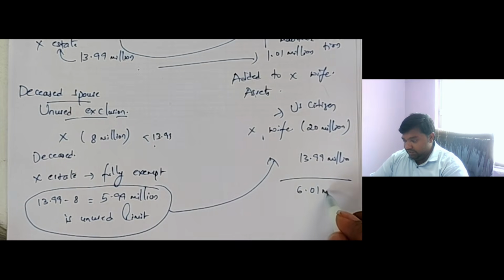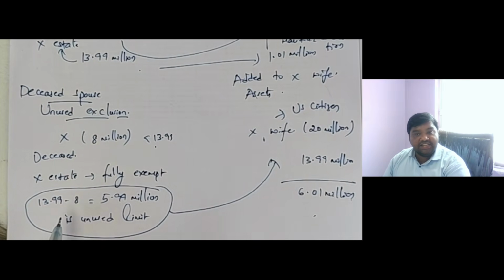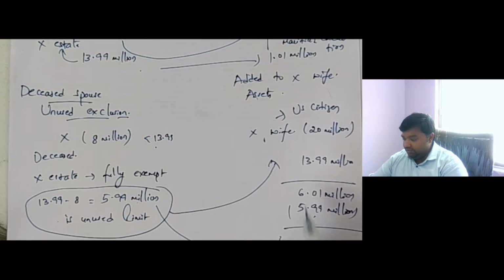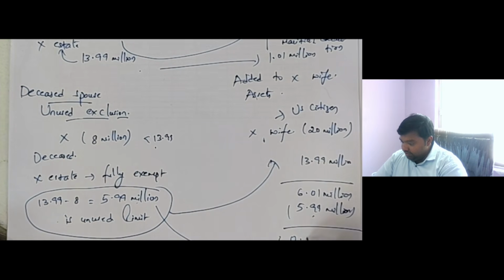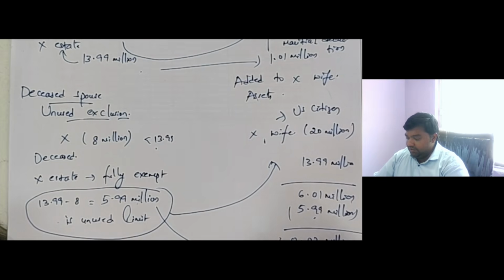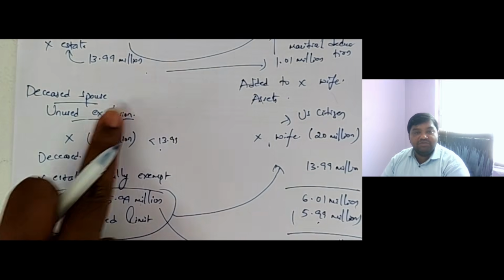6.01 million is the taxable estate. But as her husband didn't use 5.99 million, even this will be excluded in calculating the estate. So the ex-wife's estate has to pay tax only on 0.02 million US dollars. So tax is applicable only on this. This is the concept of deceased spouse unused exclusion.